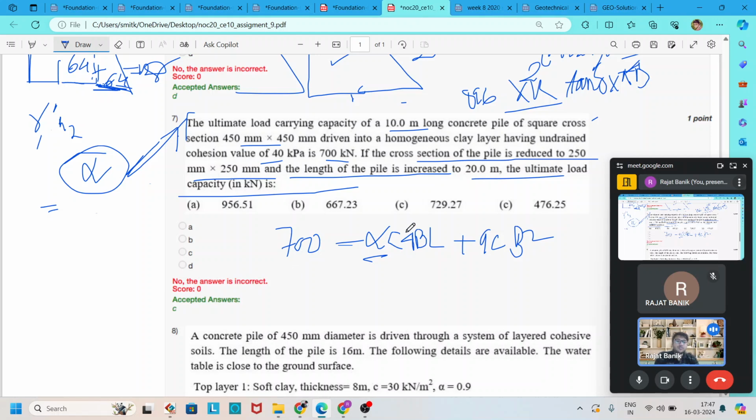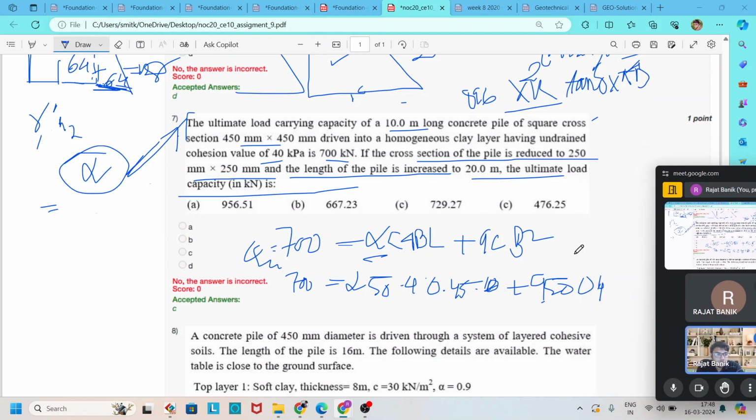So C is... if you put this 700, which is nothing but the Q ultimate, is equal to alpha here you have to find out into 50 into 4 into B, which is given here 0.45 meter, and L is given 10, plus Q is given, so 9 C is again 50 and B is 0.45, B square is 0.45 square.